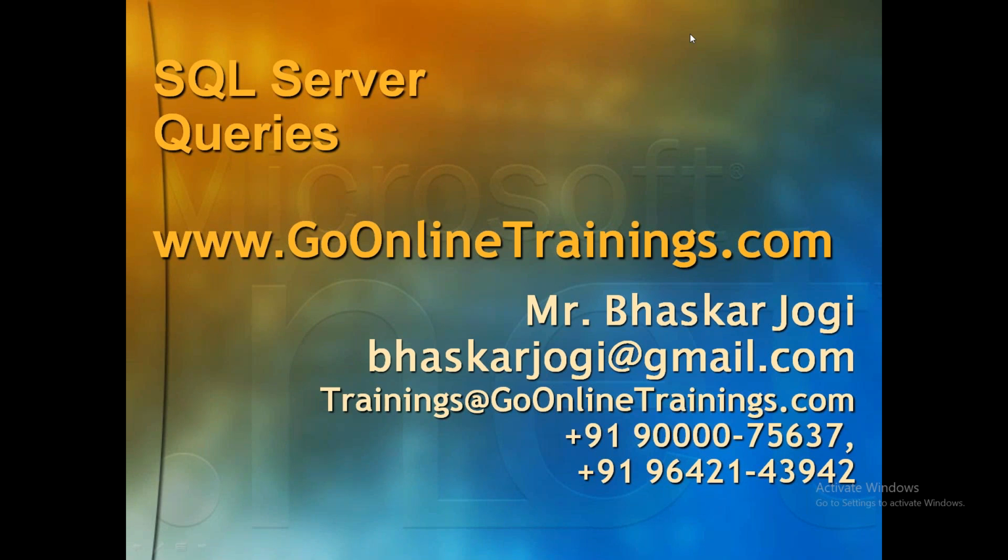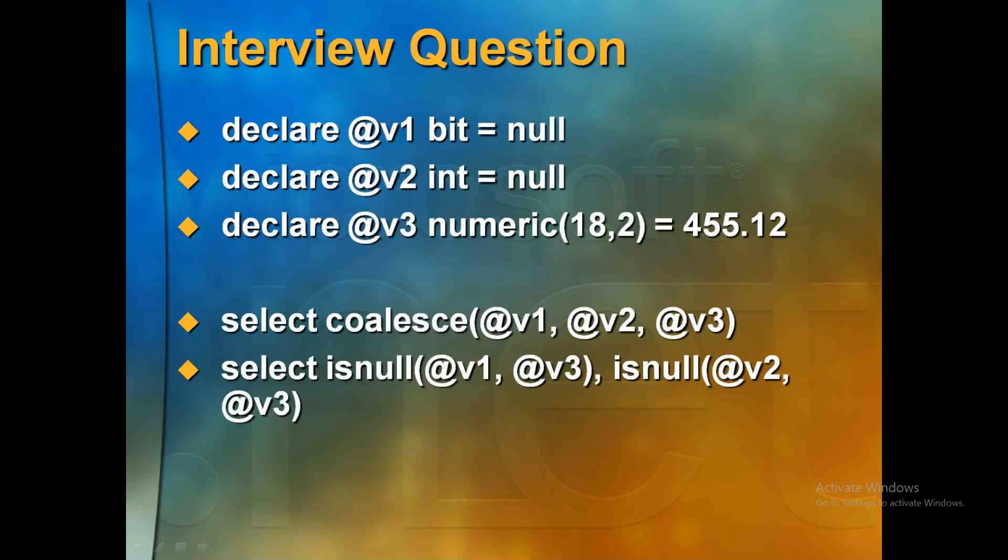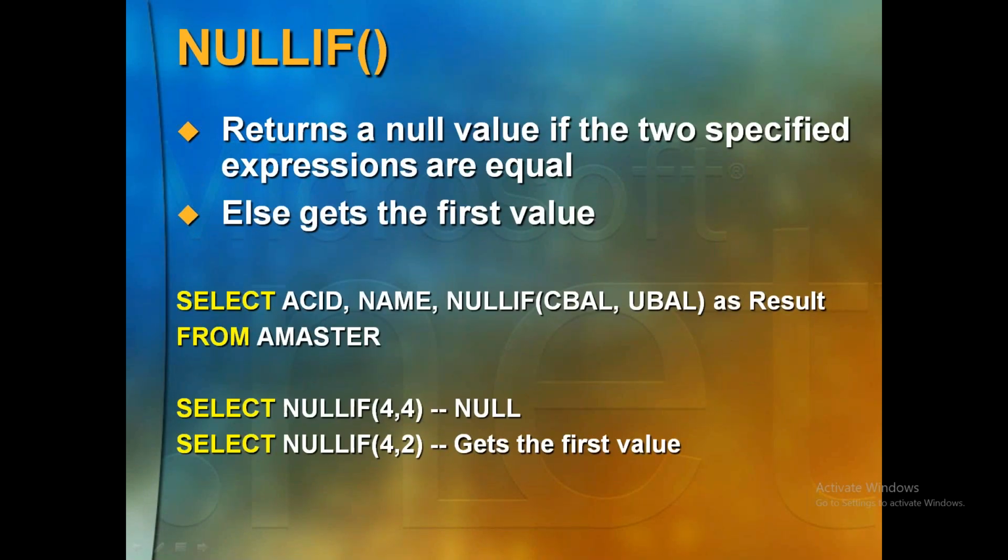So, yesterday we discussed COALESCE function and ISNULL and how to concatenate null values and all these things. Let us discuss a few more things today. One more function we have, that is NULLIF. ISNULL is something different and NULLIF is something different. So, what is the meaning of this?